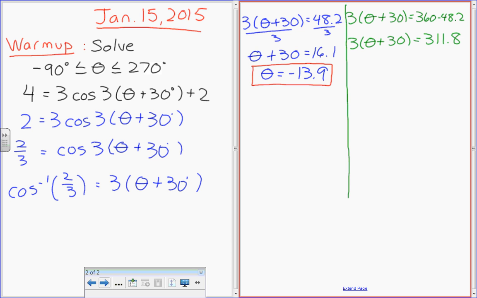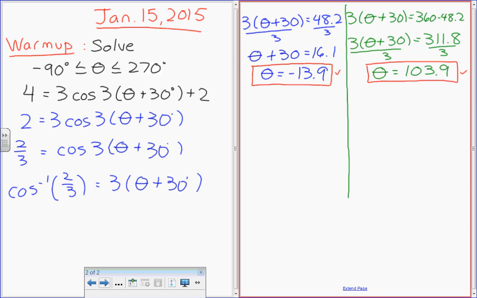Okay, Julia, what's the next step here to solve for theta on the right? 103.7. No, 103.3? That's right. Okay, that is in my domain, so those two are good.